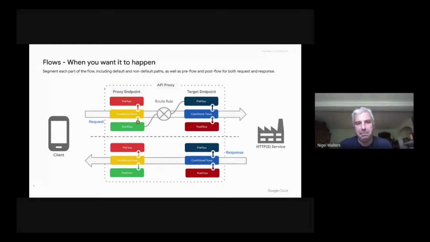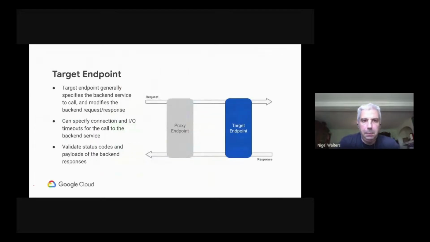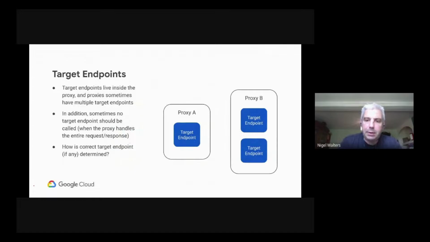So that's our foundational building blocks of how we go about building our API proxies. Next, let's have a little look at our target endpoints, and then we'll see how these relate to routing rules inside Apigee.